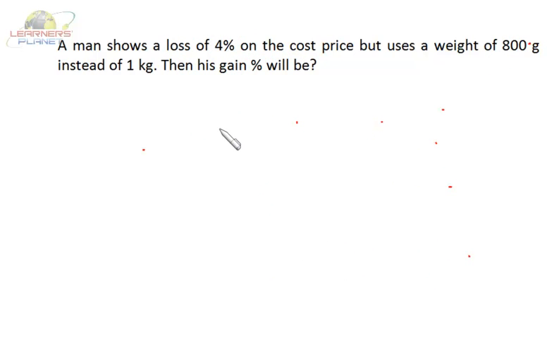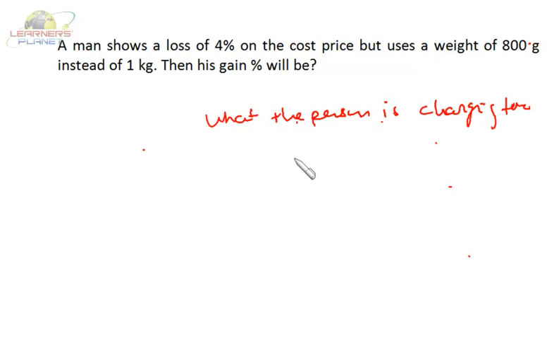So to summarize, I would tell you once again that you should be clear about what the person is charging for, and what he is giving. From this you will get the cost price, and from this you will get the profit or selling price data. So I hope you are clear with this concept.